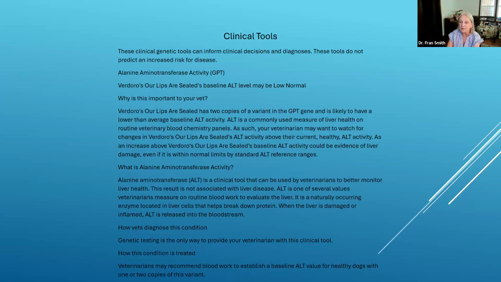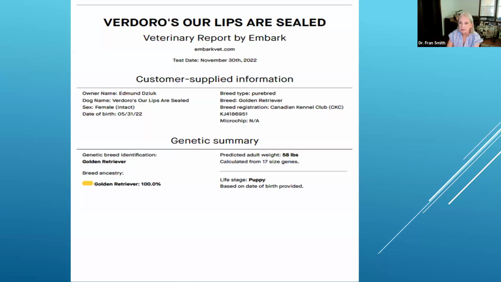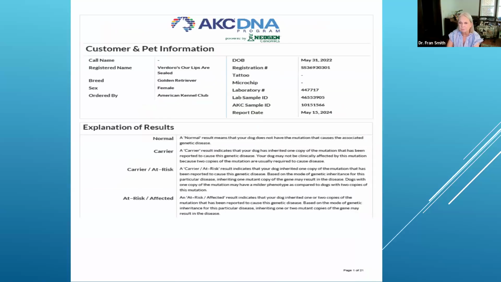So this test commonly shows up on any dog's annual blood work. So if you had a low ALT on your lab work, you don't really have to worry about having a low ALT in a dog because it doesn't result in disease. All right, golden retriever. She's 100% golden retriever. Here we're talking about parentage.